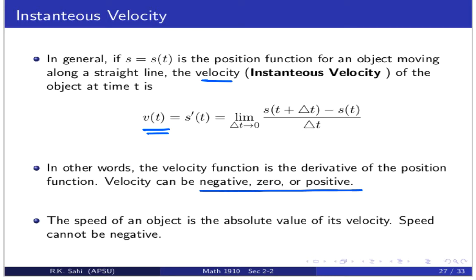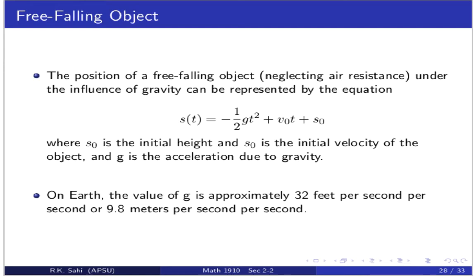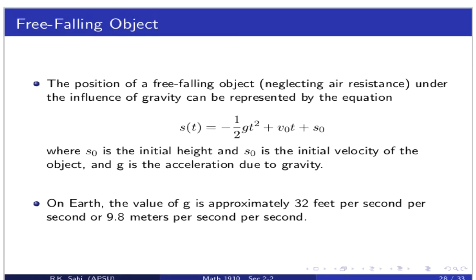We're going to look at a very classic example of a free falling object. So here are certain formulas, if you recall them from your physics class. If not, that's okay. Just remember that the position of a free falling object, when you neglect air resistance, under the influence of gravity can be represented by this equation: s of t is minus half g t squared plus v naught t plus s naught.